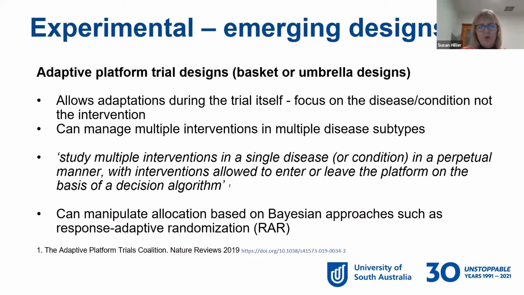So I've included a quote here from a paper that is referenced at the bottom of the slide from the Adaptive Platform Trials Coalition. Multiple interventions in a single disease or condition can be studied in a perpetual manner, and the administration of these can be adapted as the trial goes, with interventions allowed to enter or leave this so-called platform on the basis of a decision algorithm.